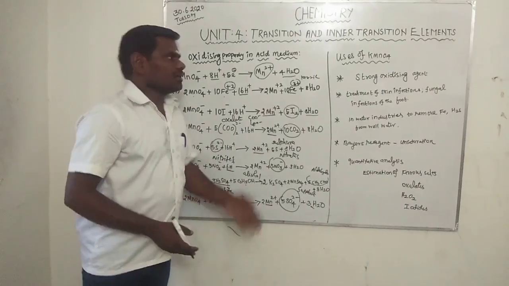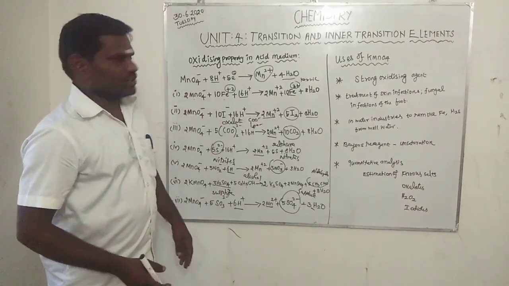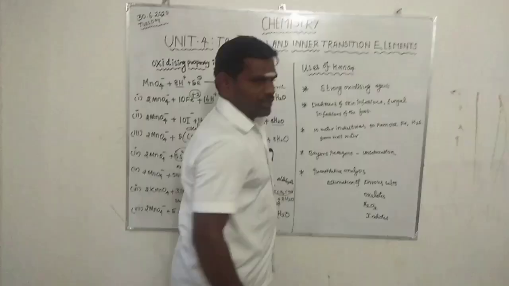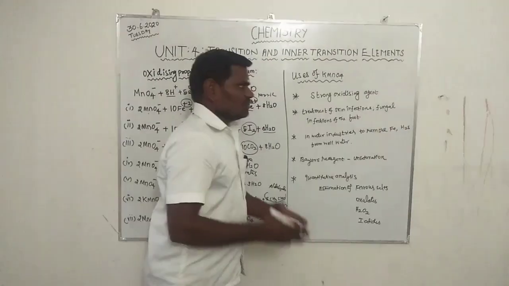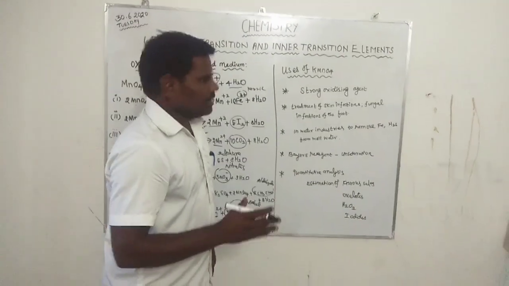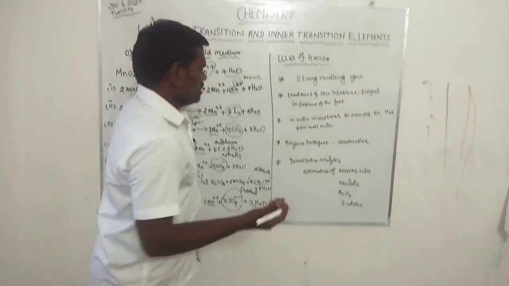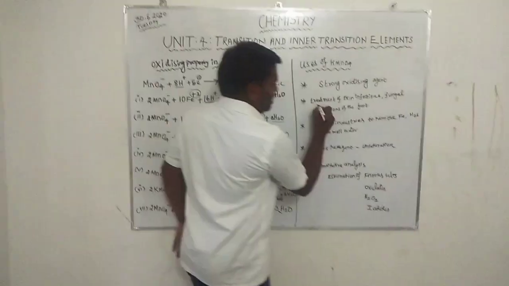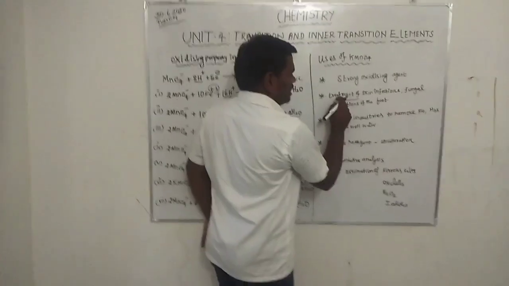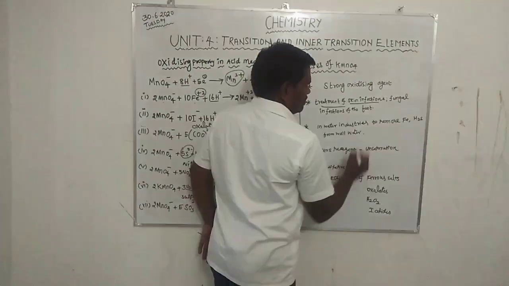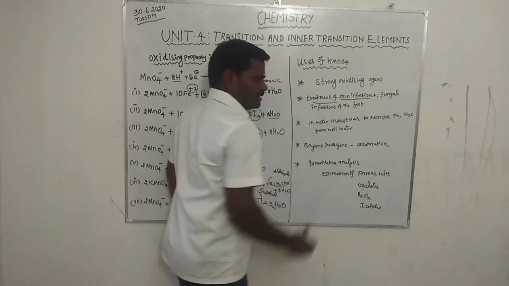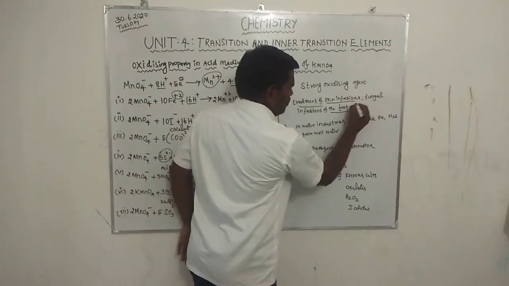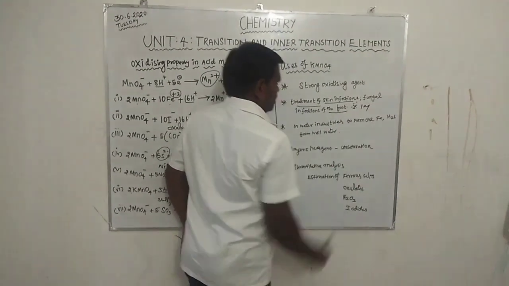During the oxidizing reaction. The next important topic is uses of potassium permanganate. Potassium permanganate is generally a very good oxidizing agent. This is evidence for an oxidizing agent. The next use is the treatment of skin infection and fungal infection of food. It is very important.